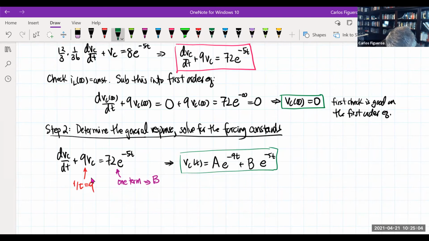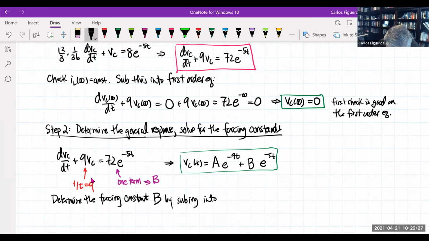So my job here is to go solve for the forcing constants. And in this case, I got to solve for B. So now I need to determine the forcing constant B by subbing into the first order equation.